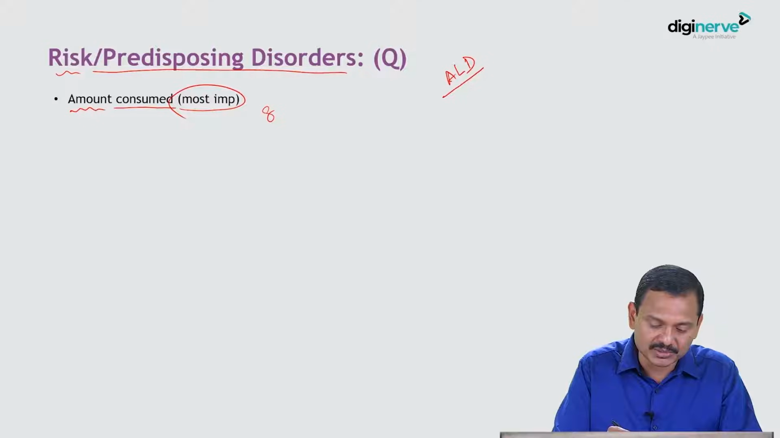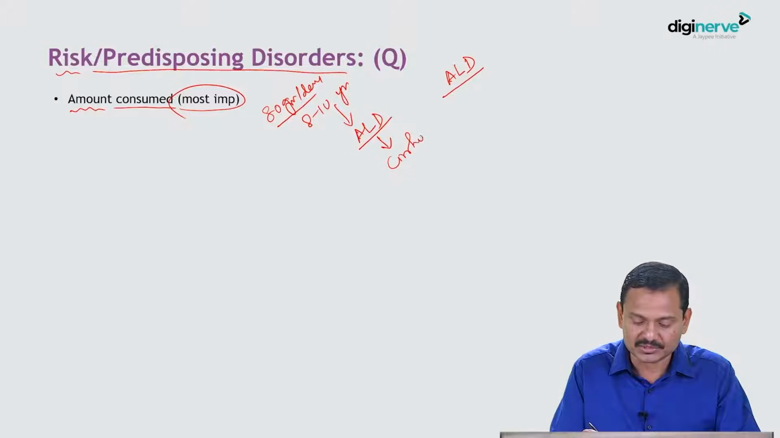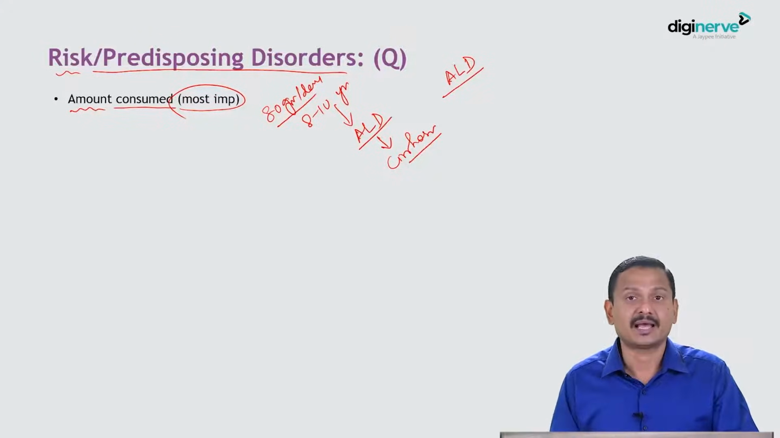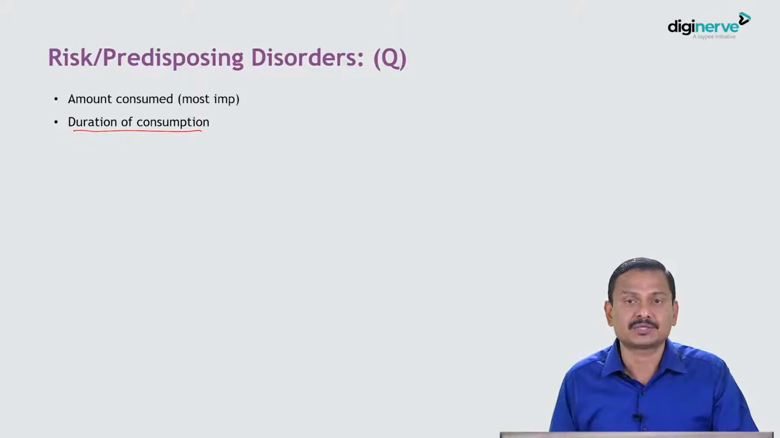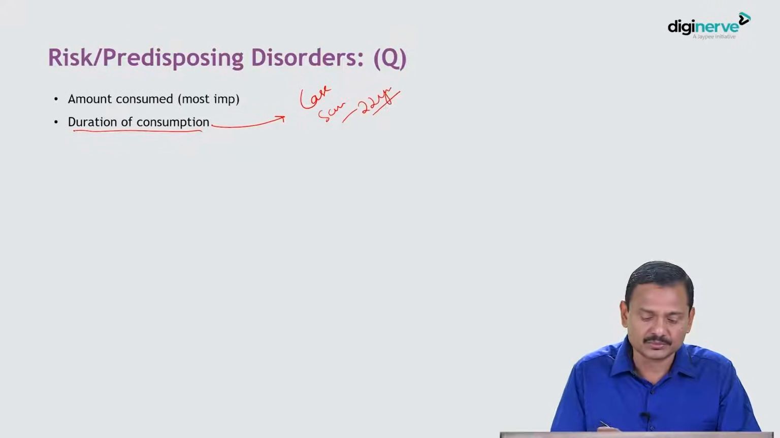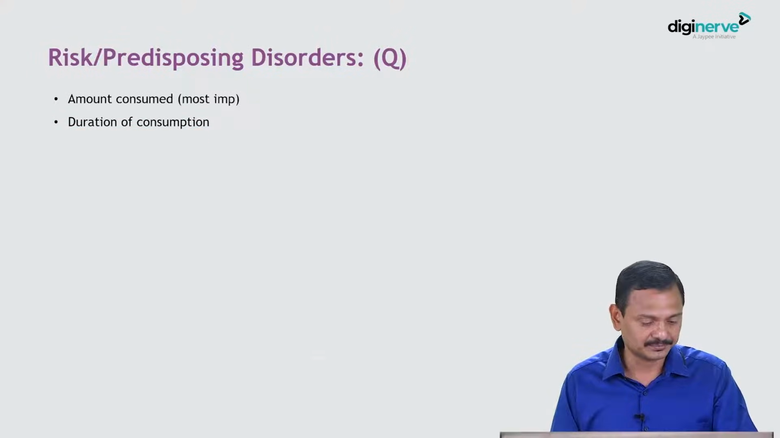So what is the amount? Minimum 80 grams per day. Say if you consume for 8 to 10 years, then you are likely to develop alcoholic liver disease, and that may progress to cirrhosis also. Okay, so that is the amount of alcohol, then the duration of consumption. As we saw in our case scenario, the patient was consuming alcohol for almost 22 years. So duration also has an effect on the outcome.